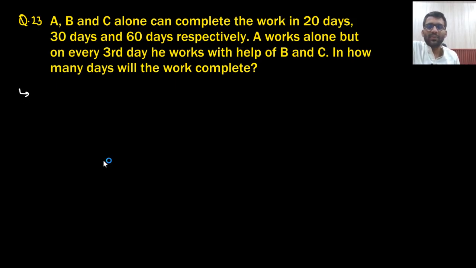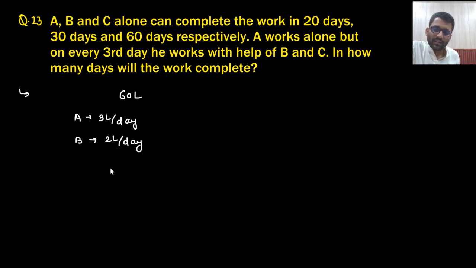A, B, C can alone do the work in 20, 30, 60 days. The job is eating 60 laddu. A can eat 3 laddu per day. B can eat 2 laddu per day. And C can eat 1 laddu per day. A works alone, but on every third day he works with the help of B and C.